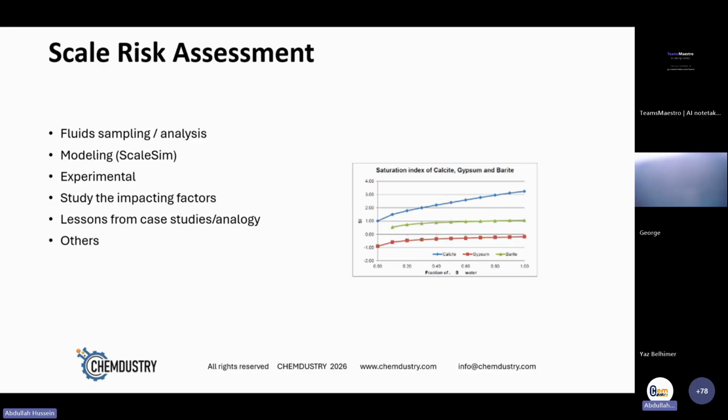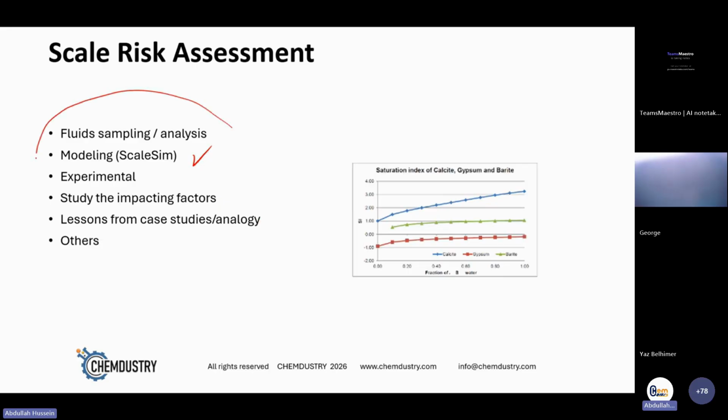First, you pull some samples from the system and analyze them. When you do that, you have to be careful to get the samples from the right spot and also make sure that they are preserved. Then you run some modeling using the scale software, ScaleSim, as I mentioned here. Sometimes we might need to do some experimental work to study the factors that impact scale formation as well. And sometimes we need to learn from analogy, from similar case studies.